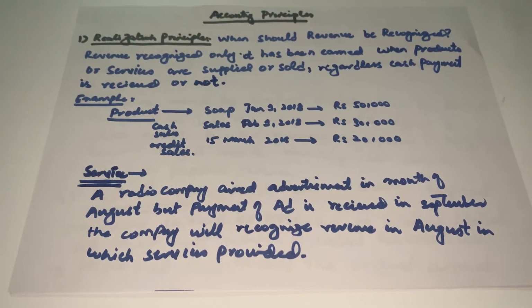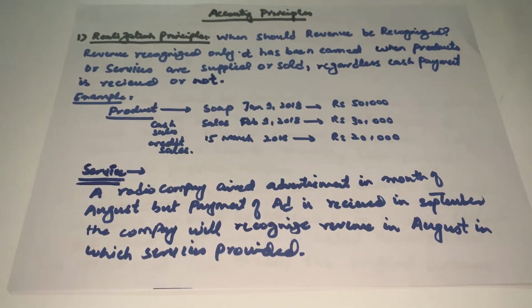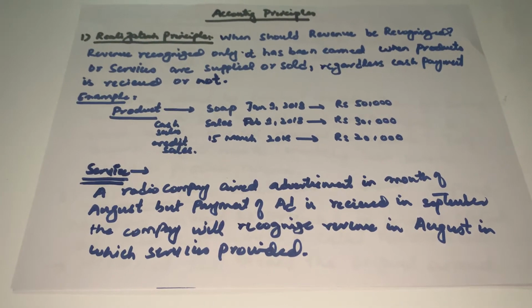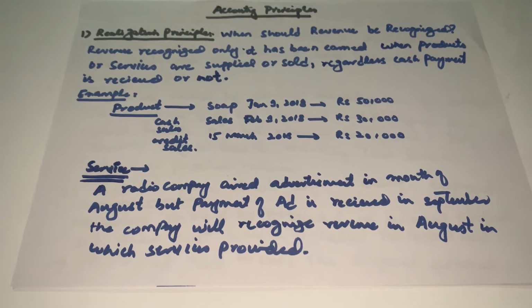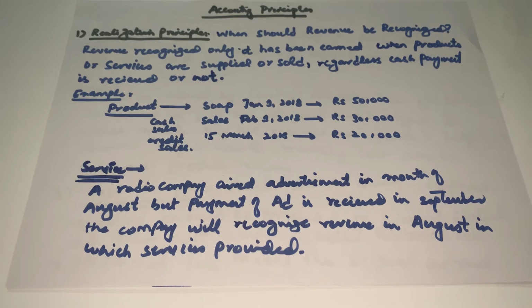But once you have provided the goods and once you have delivered the services, you will record that amount of revenue in your books of accounts, and that is basically in your income statement. So, for example, let us see an example of a product. A company is manufacturing soap.